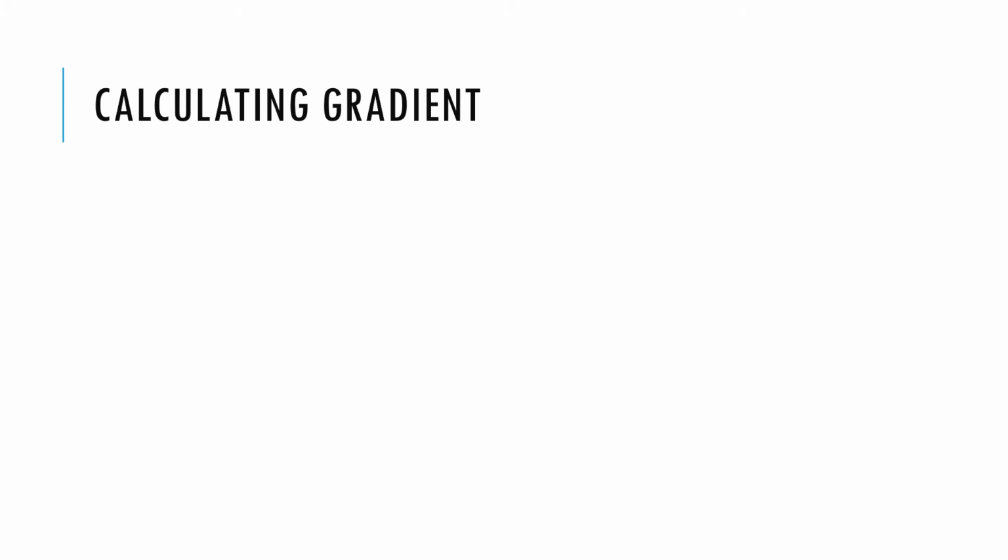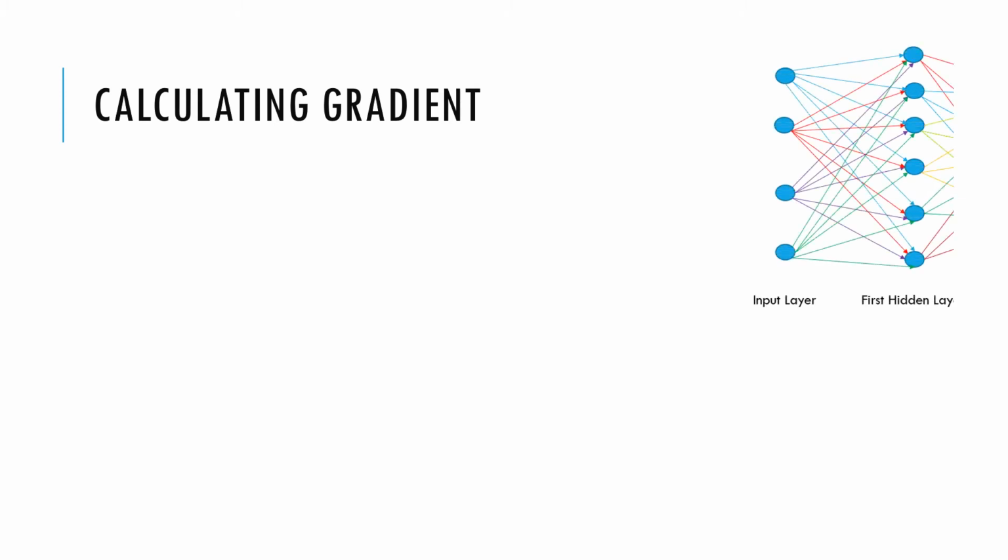Now, how to calculate? We don't calculate the error term for the input layer, so only starting from the first hidden layer to the output. So let's look at how to calculate the gradient. We look at the example of this one, the input layer and the first hidden layer.